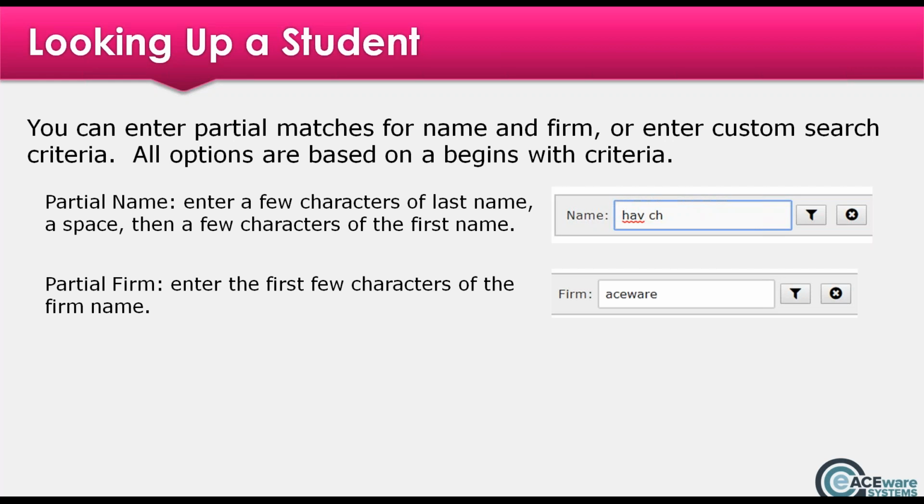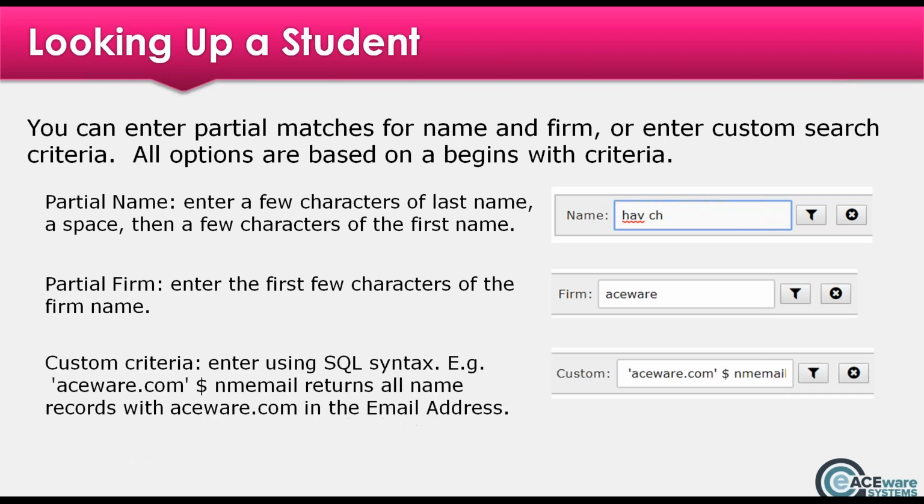Now, if you do need to have more control or do a more particular search, there's a custom criteria option, which is where you can get really nitty-gritty and put in some custom SQL phrases that will really be able to search through your database. So in our example here, we want to find all records that have aceware.com in the email address, anywhere in the email address. And so you can use that syntax to greatly refine your search results.